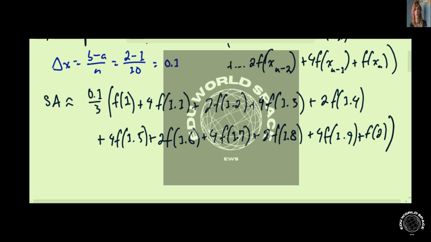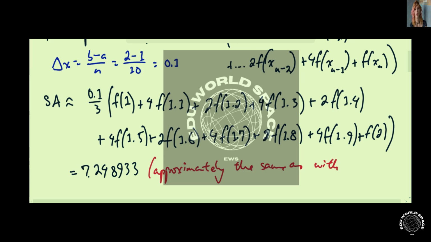And you can evaluate this in your calculator. And what it gives us is this approximation: 7.24893. And if you type this into Wolfram Alpha or something, you'll get approximately the same. And that's how I do this question.